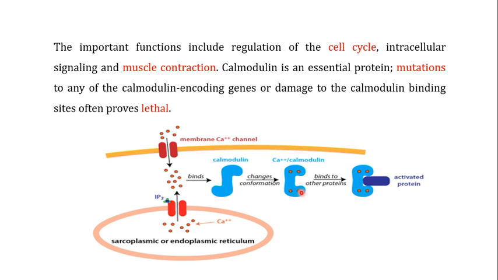So when the calcium binds to the calmodulin, this particular complex is known as the calcium calmodulin complex. And when the calcium calmodulin complex is made, this complex goes and binds to other proteins, thereby activating them. If you talk about the targets or the functions of this calcium calmodulin complex, they are very important in the regulation of the cell cycle. They are very important in intracellular signaling and in muscle contraction.